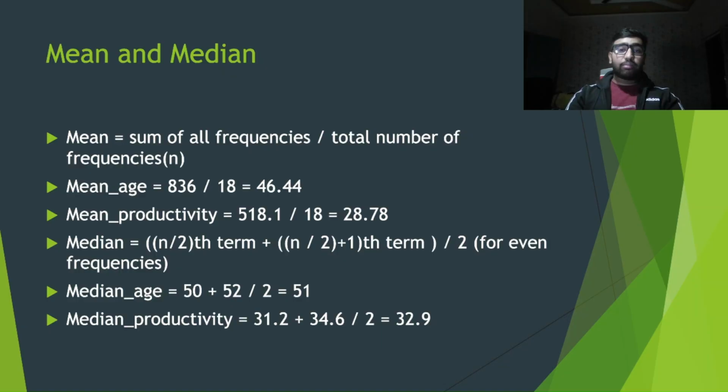Since we have 18 total number of frequencies in both age and productivity data, we'll use the median formula for even frequencies, which is the average of n by 2 and n by 2 plus 1 terms. For age, these terms are 50 and 52. Taking average of these two values, we get 51, which is our median age. And for productivity, these values are 31.2 and 34.6, average of which comes around 32.9. Hence 32.9 is our median for productivity.